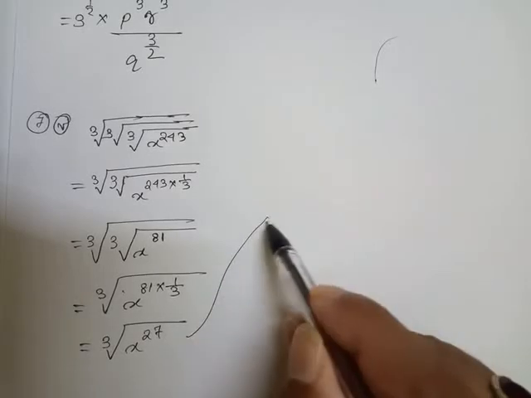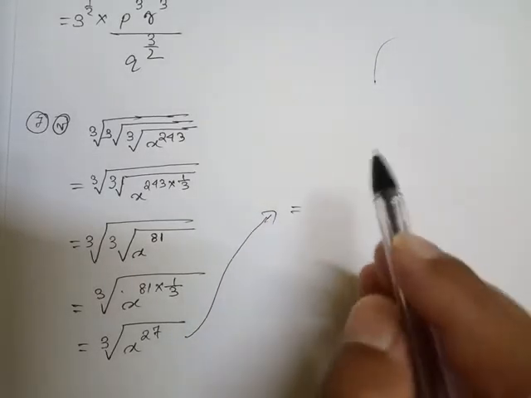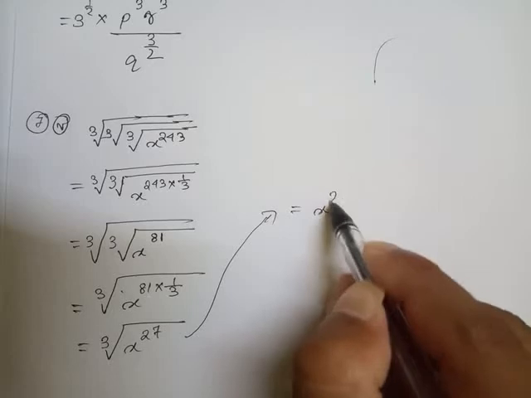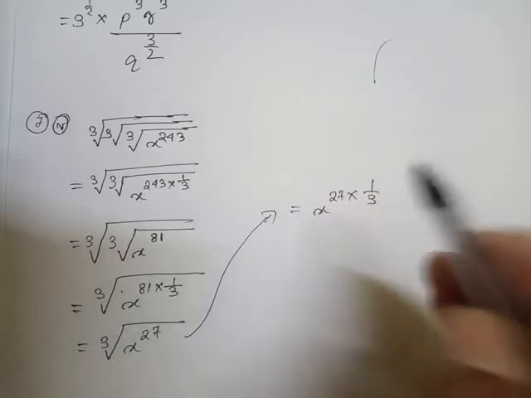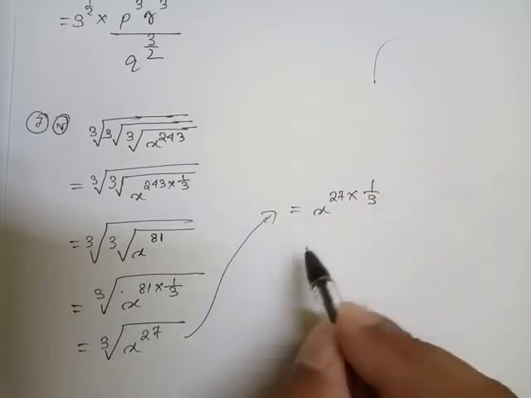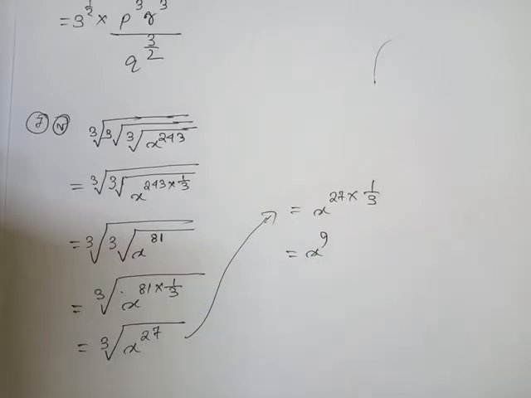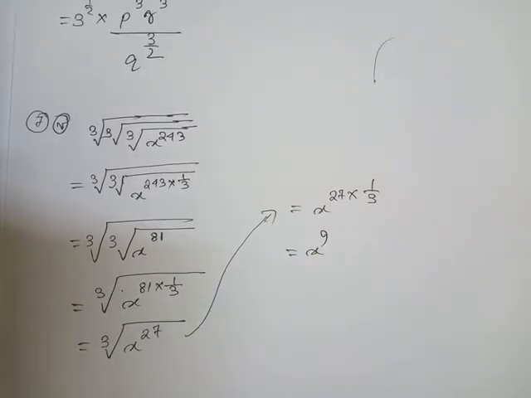Look, I am writing here now. In the next step, x to the power 27 into 1 by 3. Now 27 divided by 3, the answer is 9. So x to the power 9. This is the answer of 7.5.